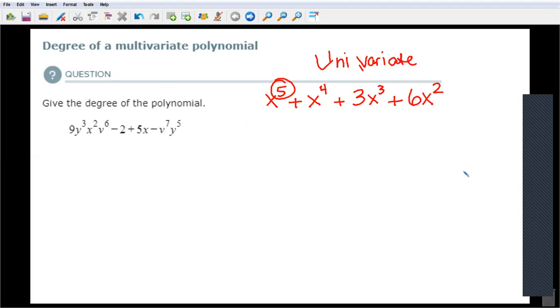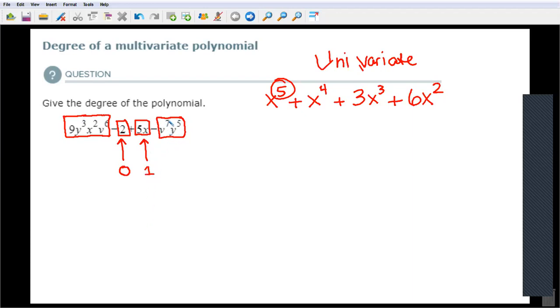So if we take a look at this one here, the first term of this polynomial is right here. This is the second term of the polynomial. This is the third term, and this is the fourth term. So we're not going to just add all these numbers together. What we're actually going to do is do each term separately. So what I want to do first is this one right here, -2, that has a degree of 0. So we don't care so much about that term. 5x has a degree of 1. So we don't care so much about that term either.